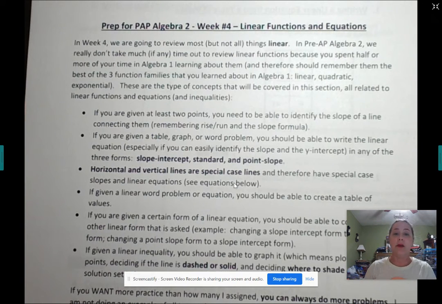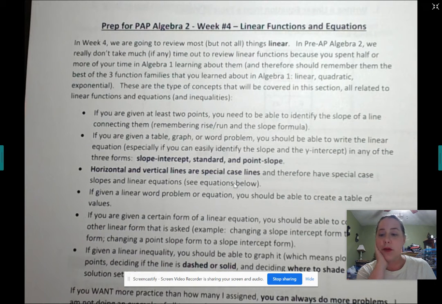So anyway, in this week 4, we're going to review most of the things that you need to know about linear functions and linear equations as we go into Algebra 2 pre-AP. We don't really spend a lot of time reviewing linear functions. You did so much of that in Algebra 1, and we don't use linear that much, but we do use it enough that we feel like you need an overview.